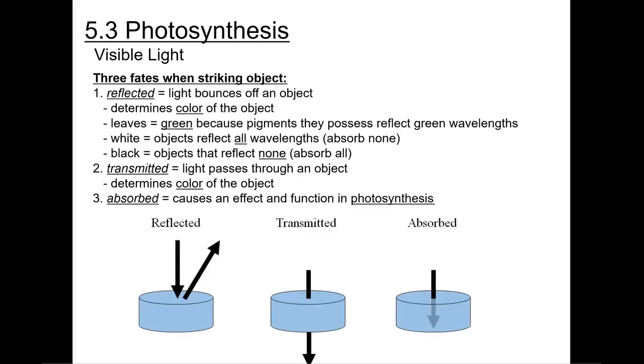So there are three fates when photons strike an object. It could be reflected, that's where light bounces off of the object, and that determines the color of the object. So if you are wearing white, all that light is being reflected off of it, that's every color making white. So all that light being reflected off of it makes your shirt appear to be white. If your shirt has all the colors in it and it's absorbing, then it will be black. So white has no color, it's reflecting all light back, so you see white. Black has all color, so it's absorbing all that color and reflecting nothing back, so it appears to be black.